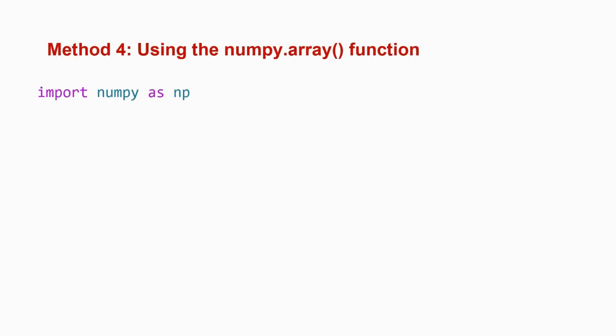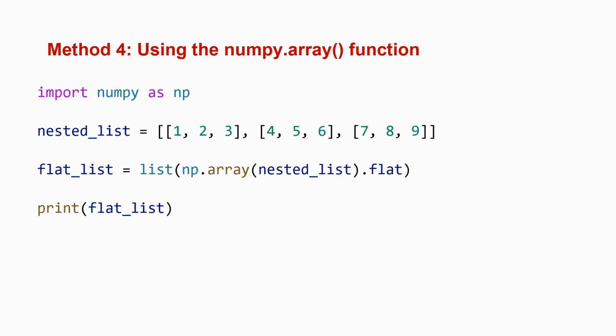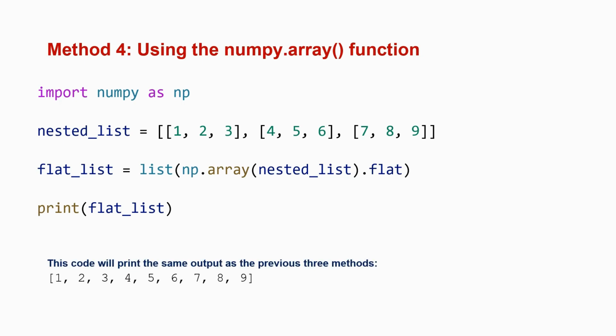The fourth method we will use is the numpy array function. This function can be used to convert a list of lists into a numpy array. Once the list of lists has been converted to a numpy array, we can use the flat attribute to get a one-dimensional iterator that yields all the elements from the sublists. Here is an example of how to flatten a list of lists using the numpy array function. This code will print the same output as the previous 3 methods.